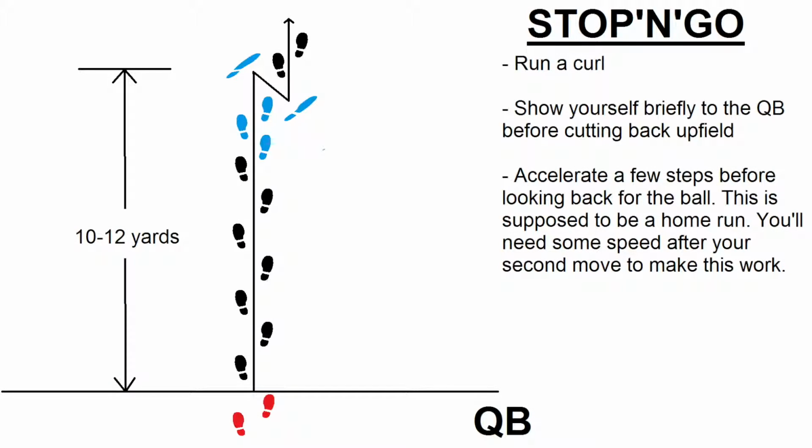Our last route is a stop and go. This is the money ball. We run a curl, hopefully getting the defender in front of us to bite on the route, then we turn around quickly and continue a go up the field, hopefully for a touchdown.